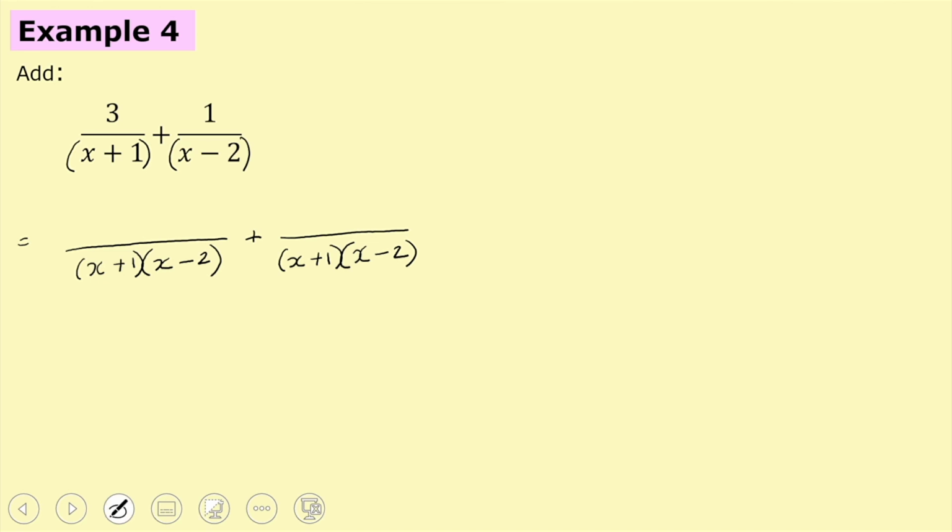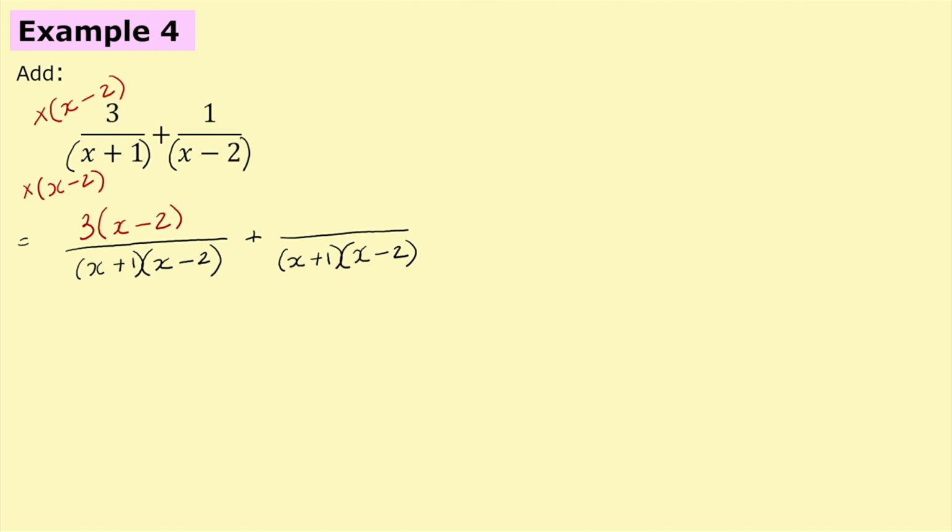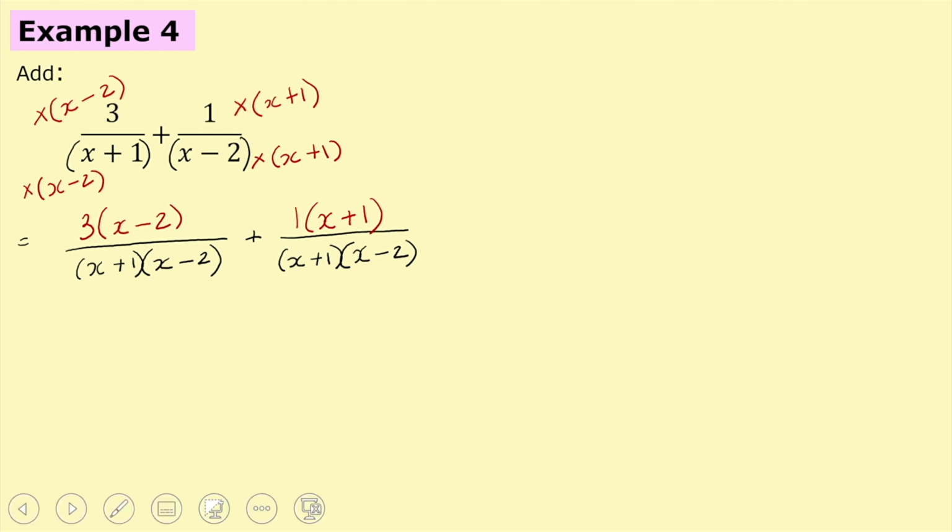And now again, we're just thinking the same as we normally would. How have I changed this x plus 1 to become x plus 1, x subtract 2? Well, I've timesed it by x subtract 2. I've timesed it by that bracket, meaning I need to times the numerator by the same bracket, giving us 3 bracket x subtract 2. And then this other fraction, I've timesed it by x plus 1, meaning I need to times the numerator by x plus 1 as well, timesing it by the whole bracket, giving us x plus 1. You can write the 1 at the front of your bracket if you want to keep yourself right.